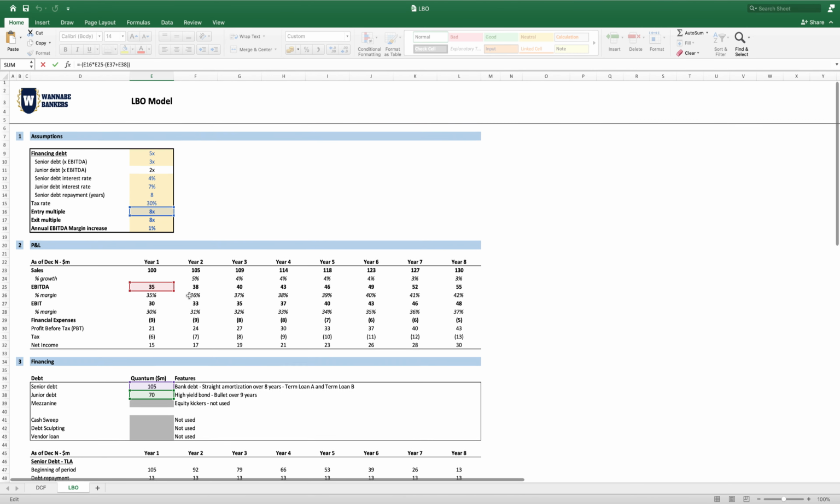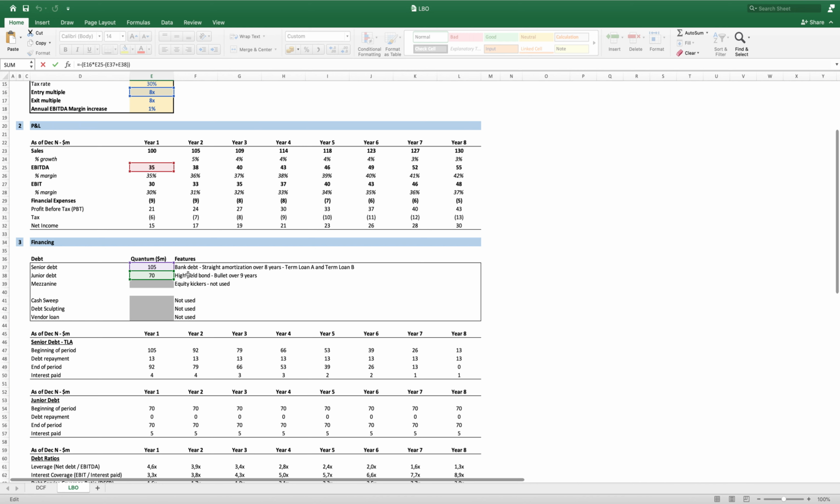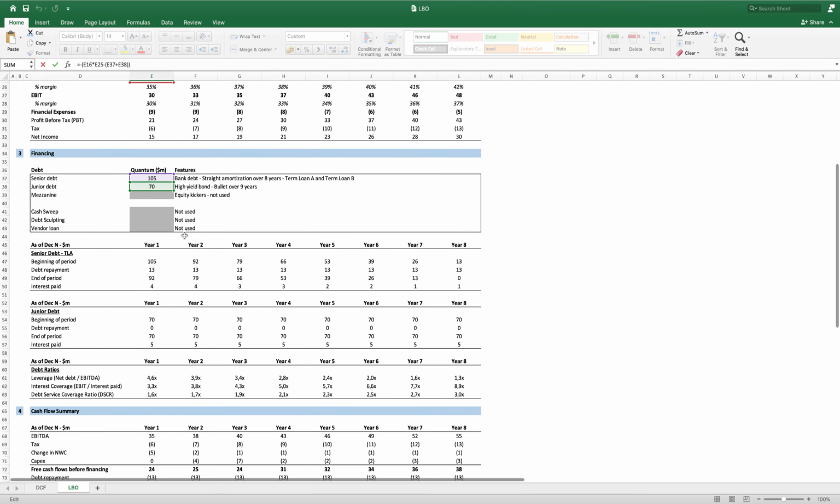So here I assume that the target has no financial debt, so the EV would equal the equity purchase price. I assume that entry multiple is 8 times EBITDA, from which I subtract the financing which is issued, which is coming from the LBO debt, this one here, both senior and junior debt. And this is how we calculate the equity put on the table by the financial sponsor. So this is the first layer.